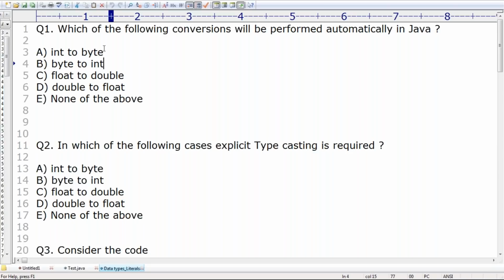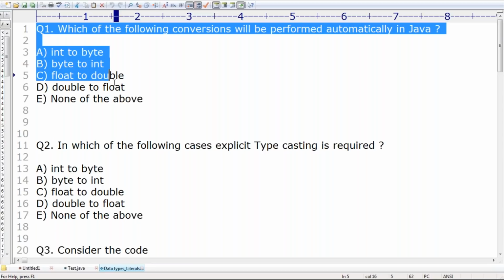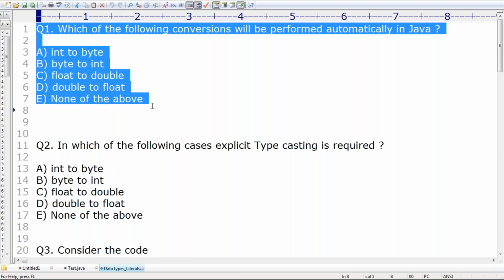Which of the following conversions will be performed automatically in Java? Int to byte, wrong. Byte to int, allowed. Float to double, allowed. Double to float. None of the above. Which one is the correct answer? There are two: B and C. Any doubt?